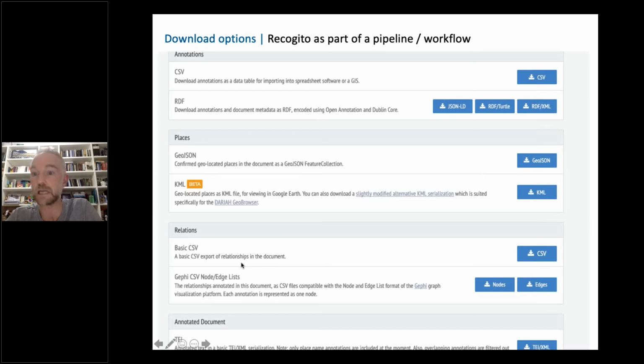If you're interested in network analysis, because you can do network relations as well, I haven't shown you that. Maybe I can talk about that in the questions. You can produce the CSV for Gephi and generally the CSV files, which is your bog standard data format. So the standard formats, and is what Recogito uses.